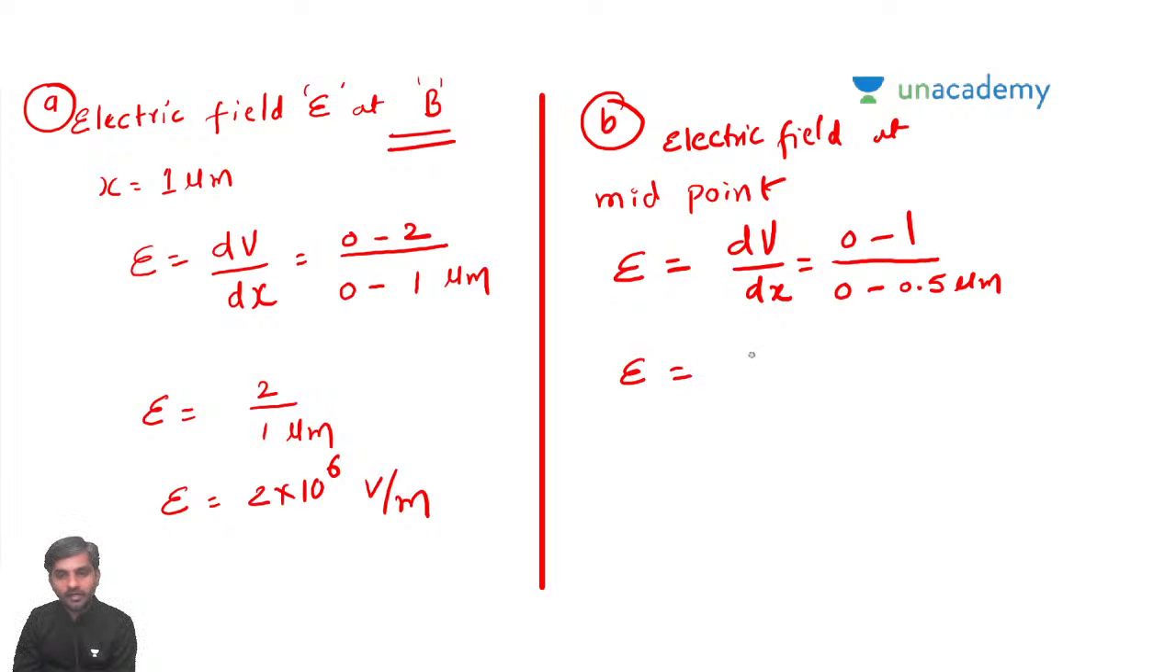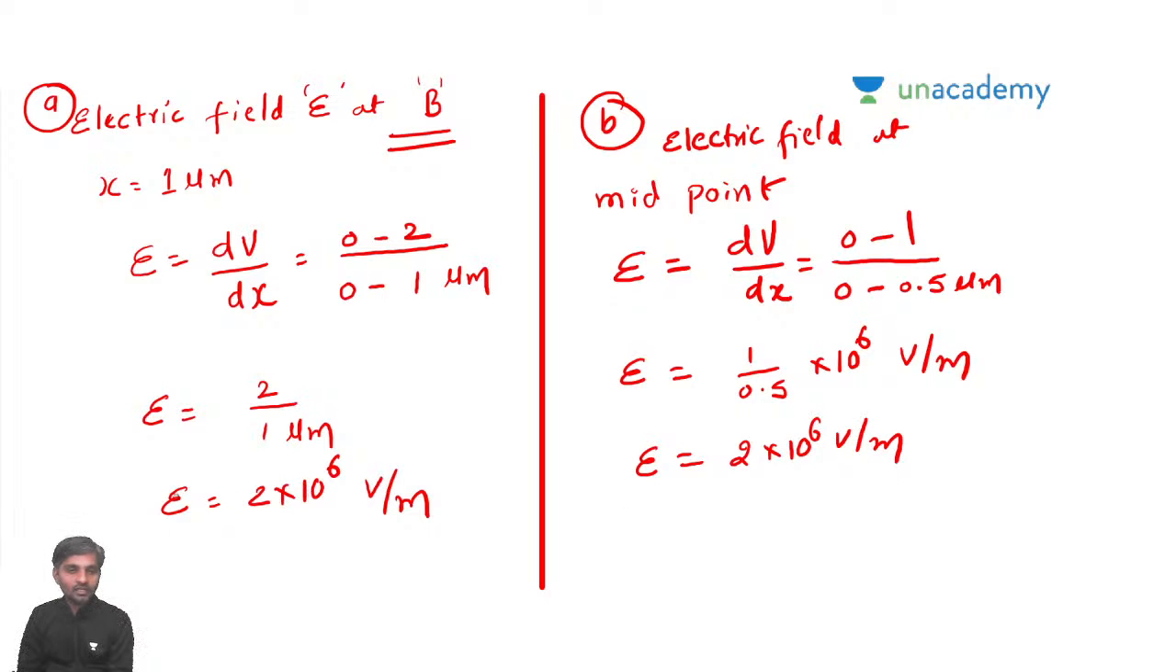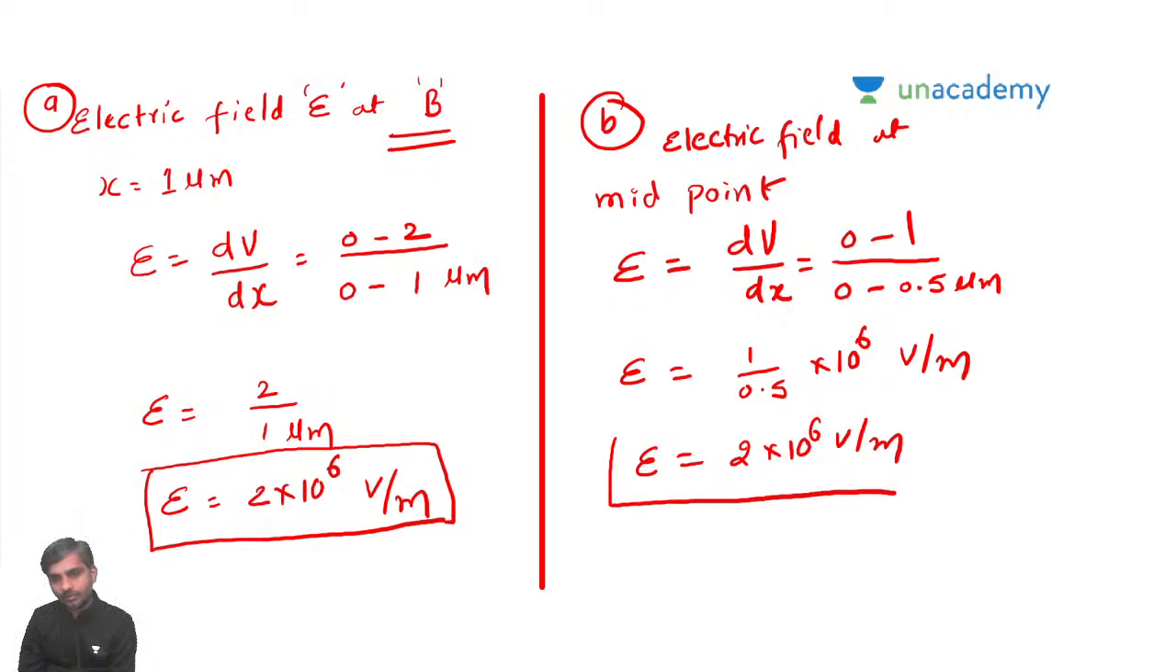What we'll get is 1 by 0.5 into 10 to the power of 6 volts per meter. If you calculate it, you will get 2 into 10 to the power of 6 volts per meter. You can see both the answers are the same. Both are 2 into 10 to the power of 6 volts per meter, which is the answer you got.